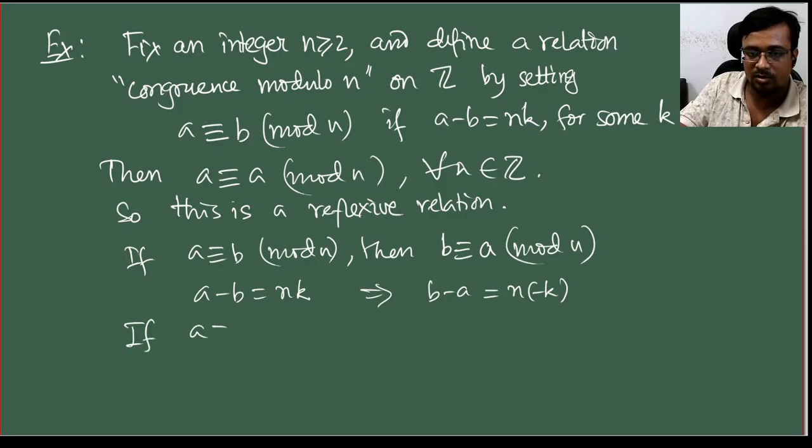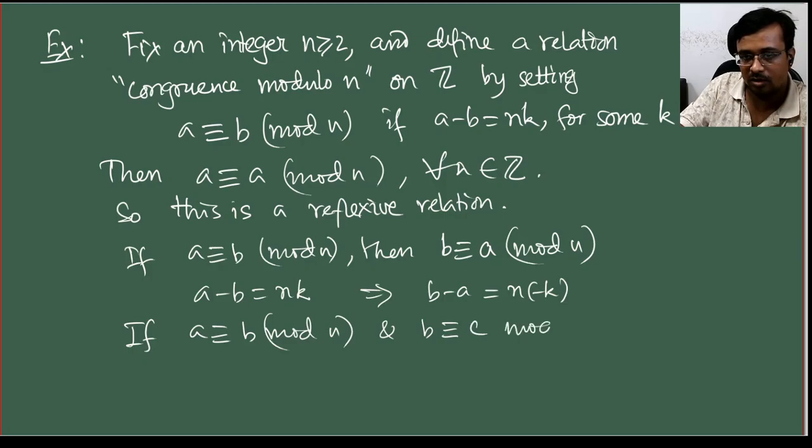Now if a is congruent to b mod n and b is congruent to c mod n, then a is congruent to c mod n.